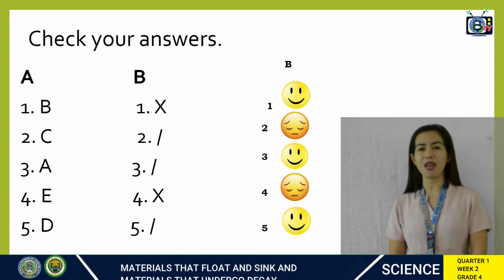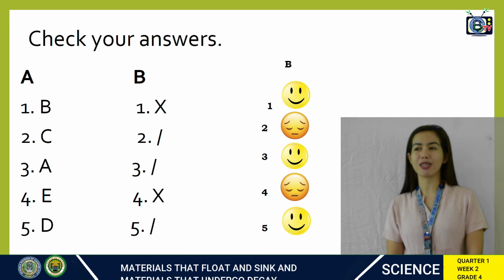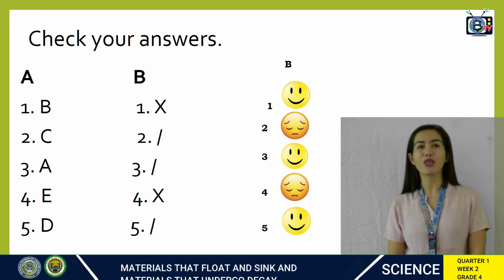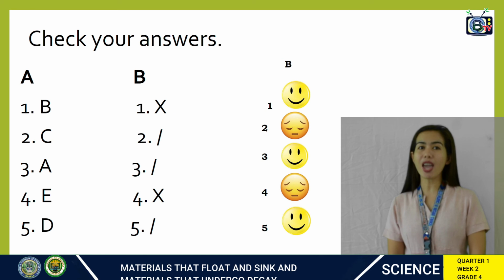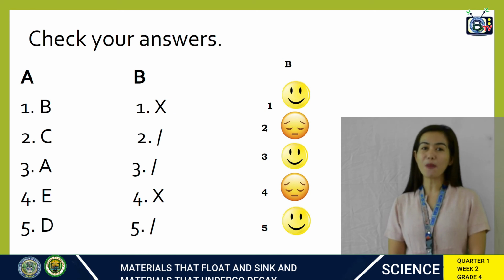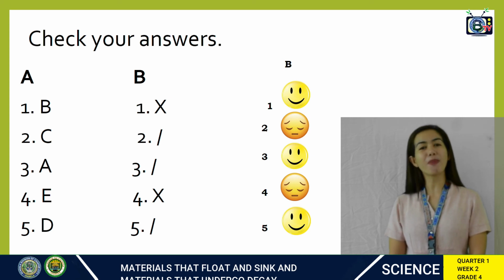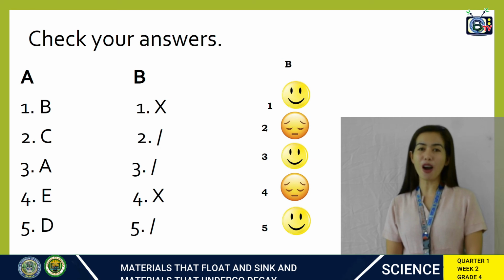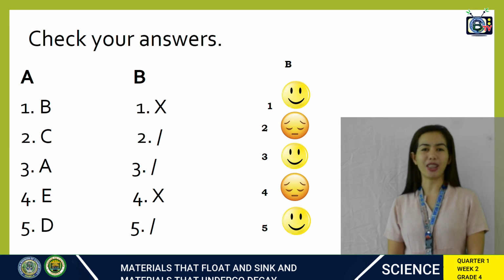Under activity B, number 1, X. Number 2, check. Number 3, check. Number 4, X. And number 5, check. Under activity B, number 1, smiley face. Number 2, sad face. Number 3, smiley face. Number 4, sad face. And number 5, smiley face.